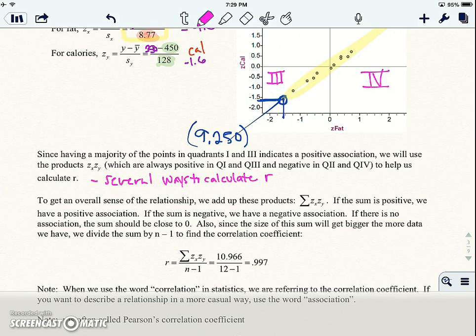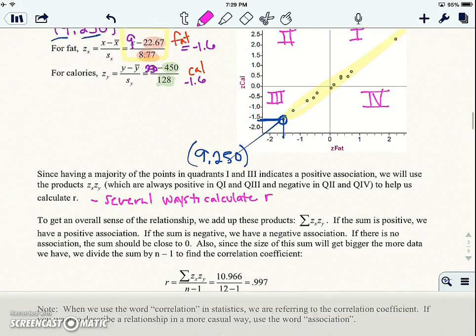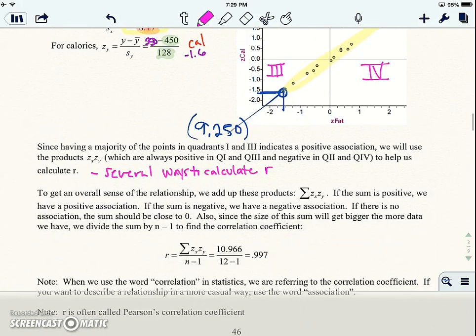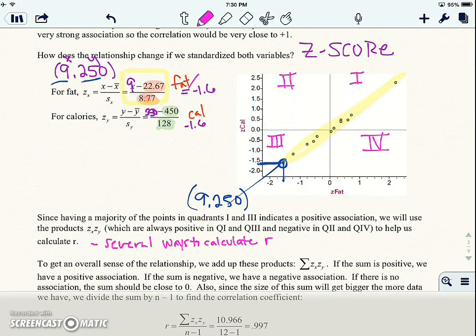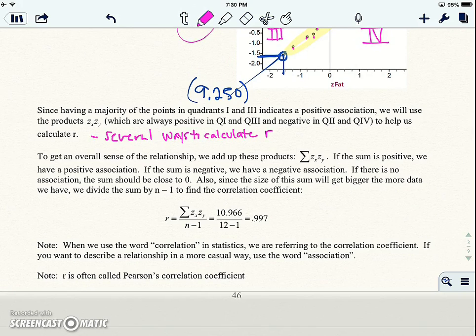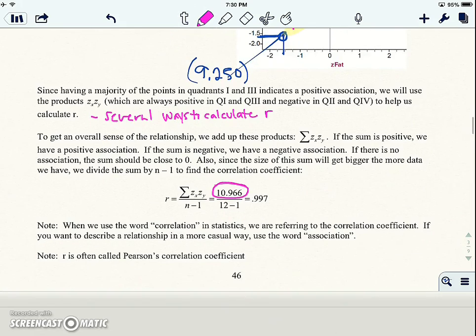To get an overall sense of the relationship, we add up the products of zx and zy. So what we do is we find every z-score for every point. So we have these two, but then we'd find one for this point, and this point, and this point, and this point, and this point, and we'd add up all the zx zy products. If the sum is positive, we have a positive association. If the sum is negative, we have a negative association. If there is no association, the sum should be close to 0. Notice here our sum is positive, so it matches our picture of it going up.